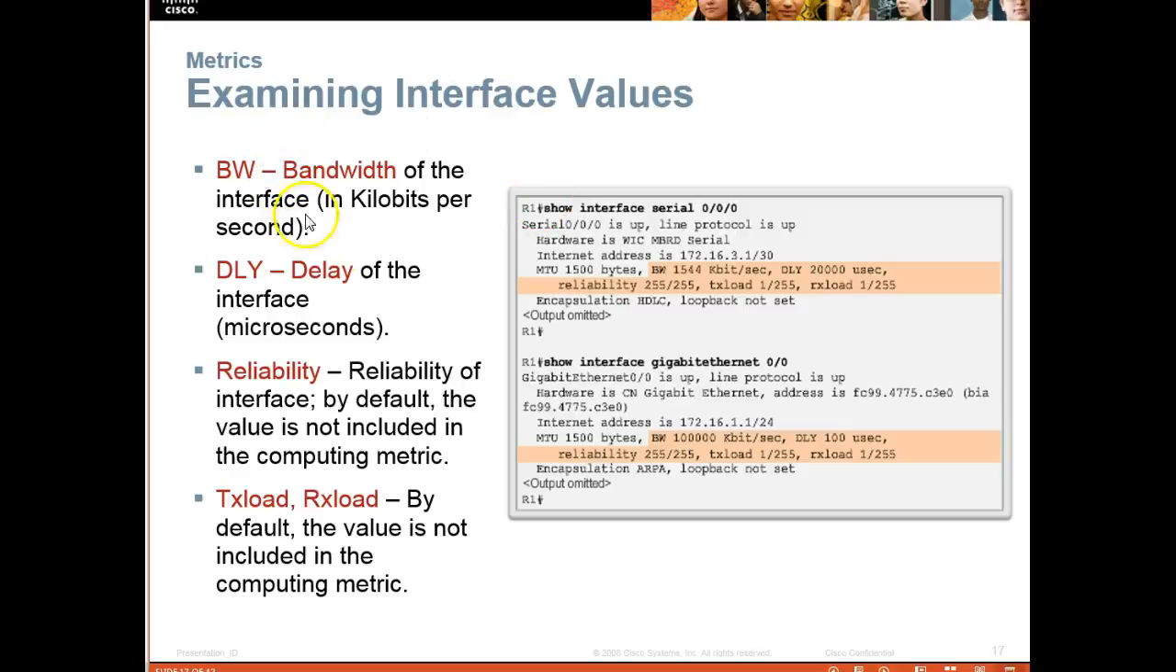Here's what they are. Bandwidth is the interface in kilobits per second. Now when you adjust bandwidth in EIGRP, remember you're just adjusting how the algorithm sees that variable. You're not adjusting the physical bandwidth of the router. But it takes into effect slow interfaces and fast interfaces to get a more reliable routing table. Same with the delay of the interfaces, and then the reliability and the send and receive loads. By default, they are not included in the metric, but you can add them in as you want to tweak EIGRP.